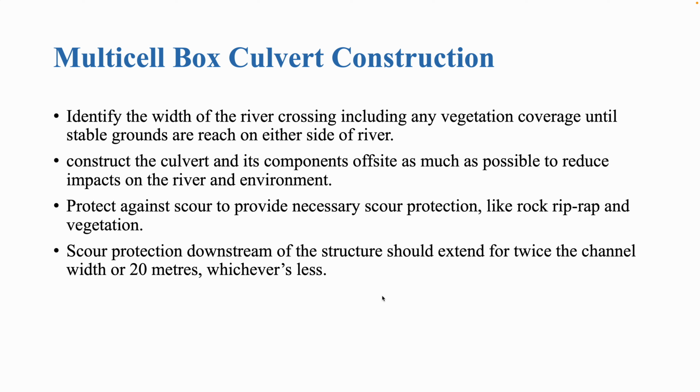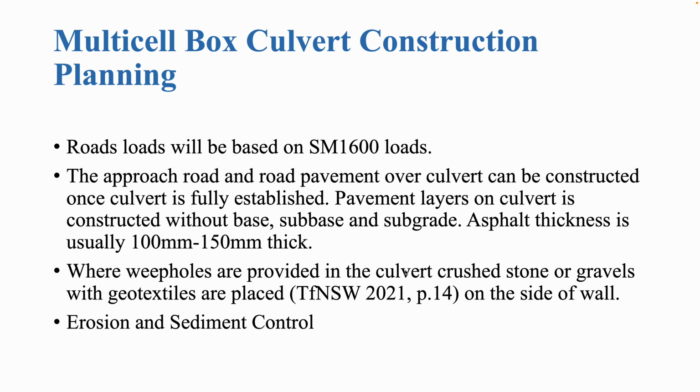A culvert will be used to cross the river. We have to look for the width of the river, including any vegetation, until stable ground is reached. Culvert and components need to be constructed outside as much as possible to reduce impacts on the river and environment. And to protect against scour, we need riprap or vegetation in the upstream, and for downstream, the scour protection should extend twice the channel width or 20 meters, whichever is less.